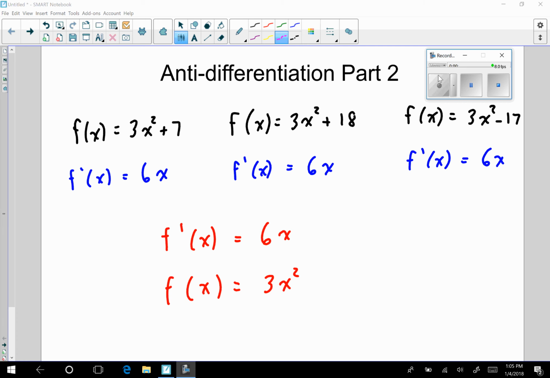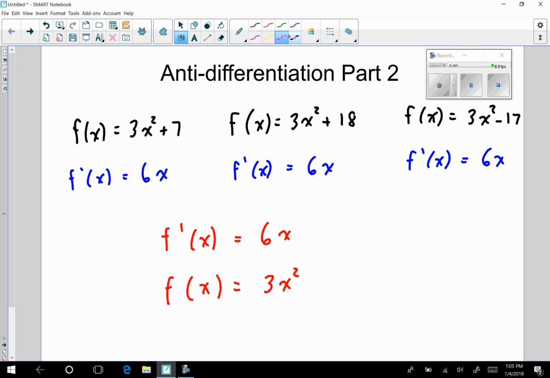Let's talk about anti-differentiation part 2. Yesterday we began finding some antiderivatives. But now we're going to pose a bit of a problem when finding antiderivatives. And this problem becomes apparent if I take the derivative of these three different functions.